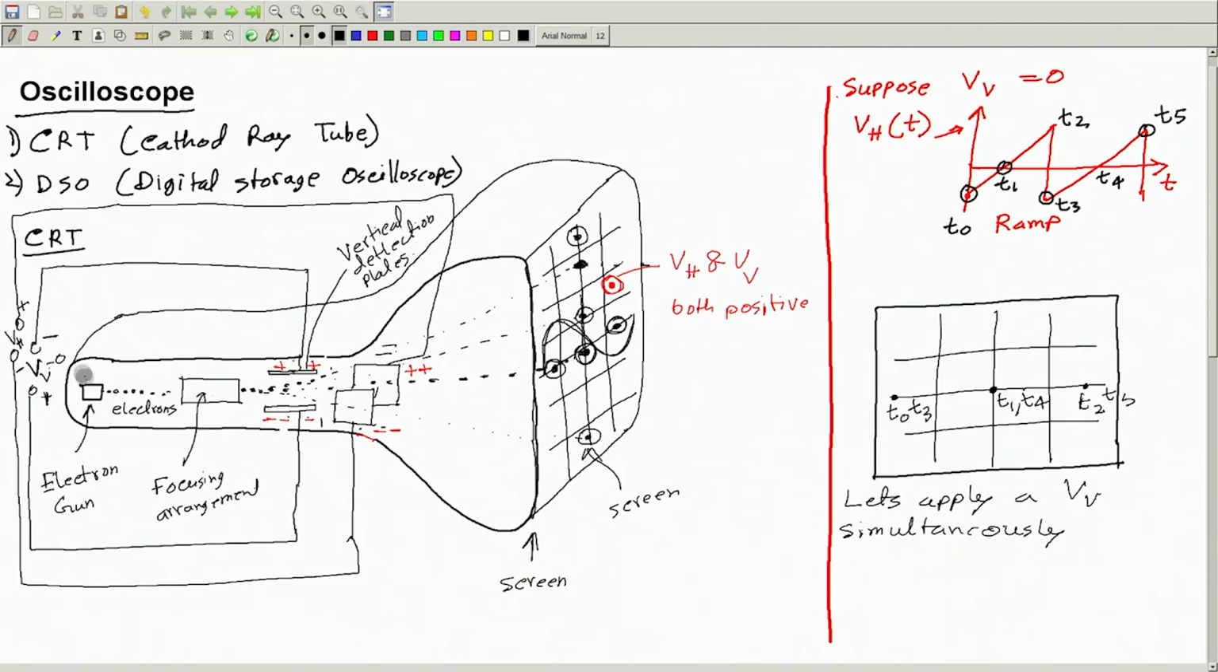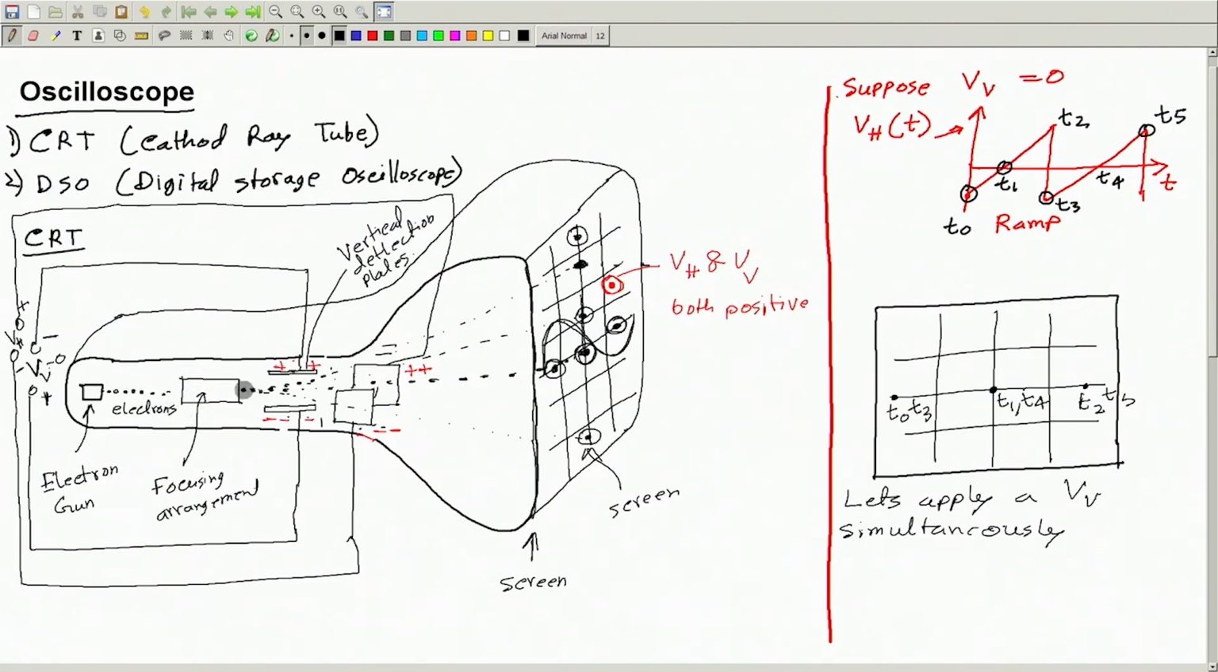It is made up of an evacuated glass tube with an electron gun. Basically, this is a cathode ray tube. This is the cathode, which is heated up and emits electrons. I'm not going into much detail. So electrons are emitted, then we have some arrangement to focus it, make it a narrow beam, etc.